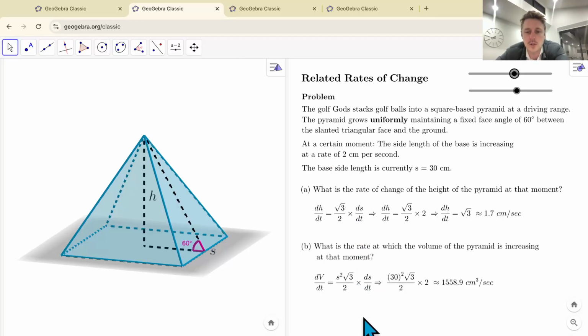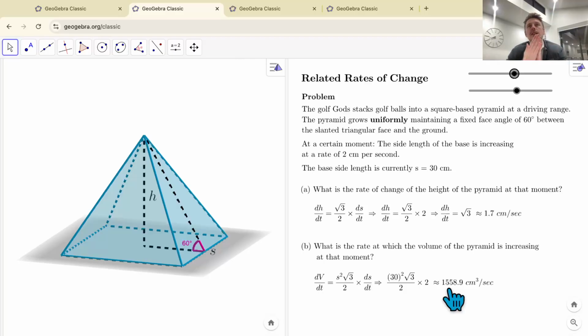Okay, which is pretty interesting. And so now we can think about the volume. So how's the volume changing with respect to time? Well, we know from before again that dV/dt equals s squared root 3 on 2 by ds/dt. And so we also know that, at the moment when the rate of change of the side length is 2 centimeters a second, s is 30. So we sub 30 in, and we get 30 squared root 3 on 2 times 2, which is approximately 1,559 centimeters cubed a second.